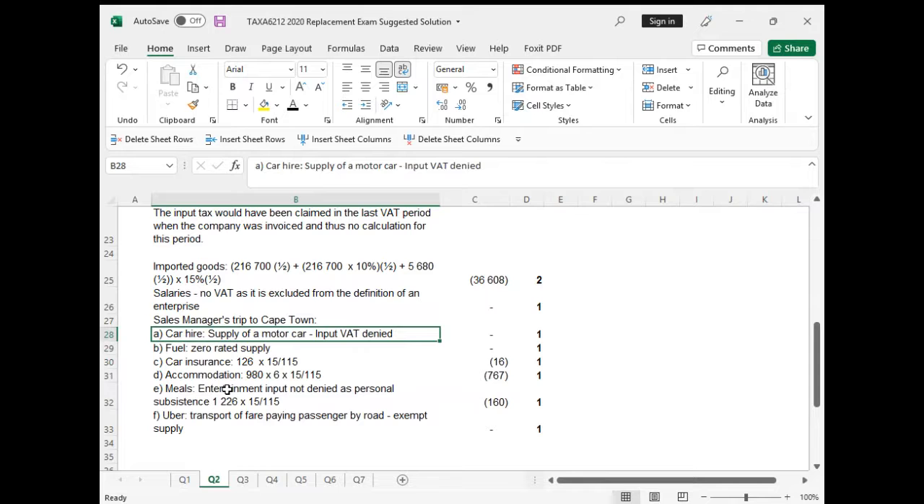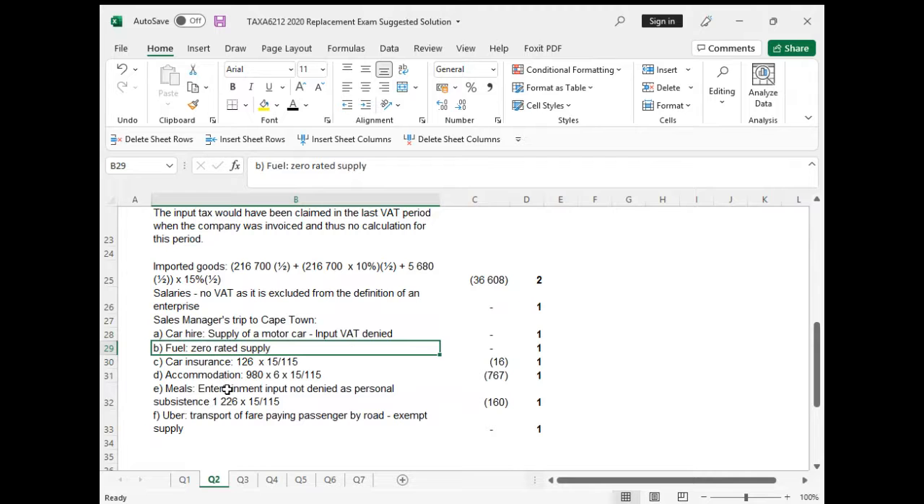So the first one is your car hire, which is a supply of a motor car for which input VAT is denied. So that one is a 0 for your car hire. Because input VAT was denied, they would not be able to raise output VAT, so you wouldn't have been able to claim any input VAT. Fuel is zero rated, so you say it is zero rated and you show me a 0.